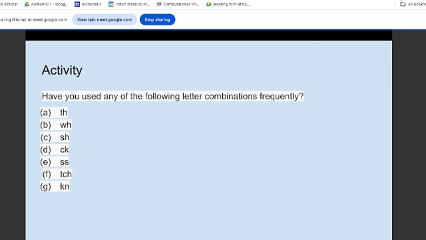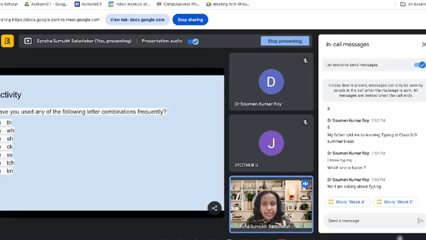So now next, another activity. Have you used any of the following letter combinations frequently while typing some words?